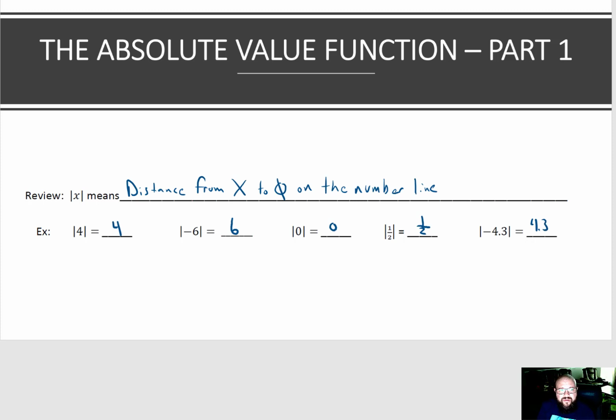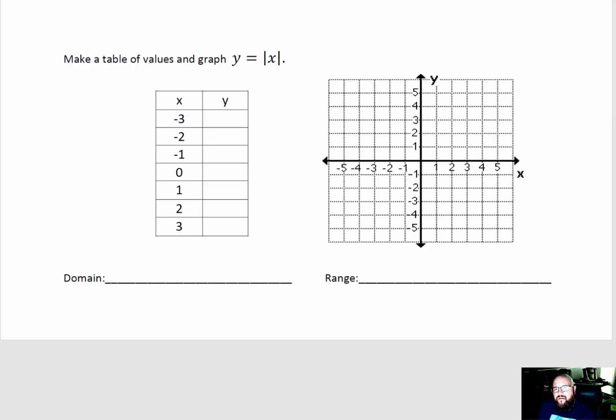So let's go into graphing one of these guys and see what's going on with that. So we're going to make a table of values and graph y equals absolute value of x and see what it looks like. So again, this is the parent function. So everything we do to that equation, we'll move it or transform it around on the graph. Okay. But the parent function is y equals absolute value of x.